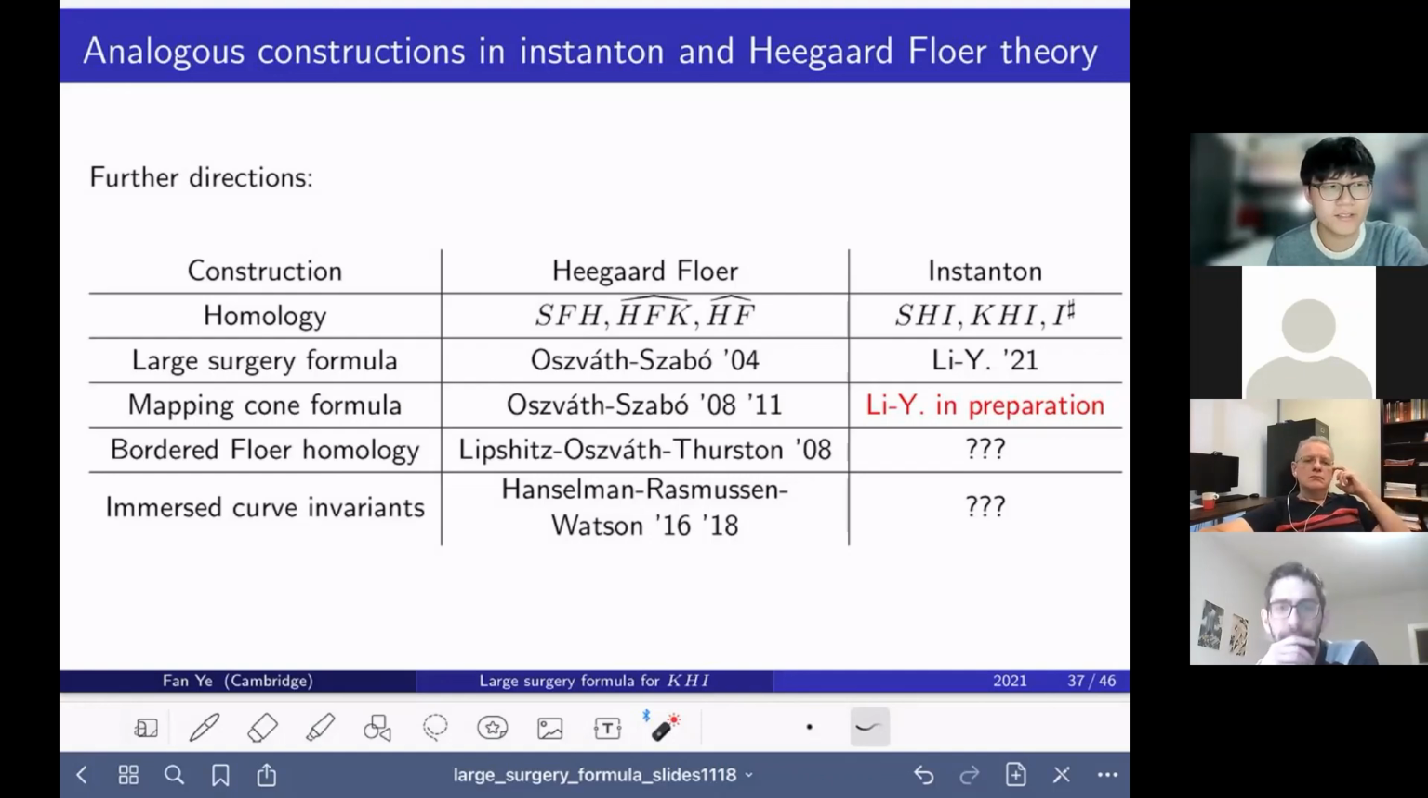But now I think Sudipta and Zemke are still working on this program, and I think we need to understand more about the connected sum formula for differentials. Now we only have the connected sum formula on homology.